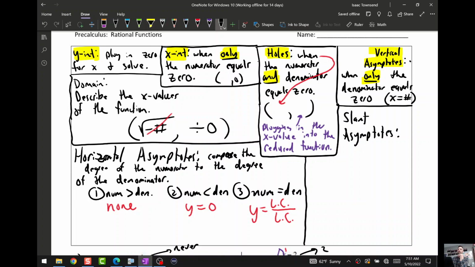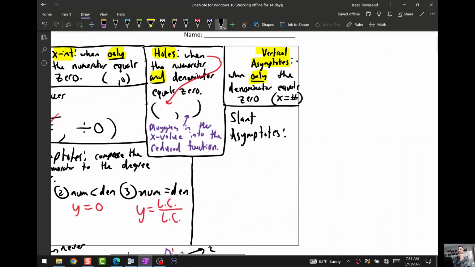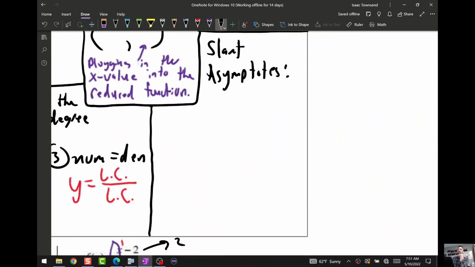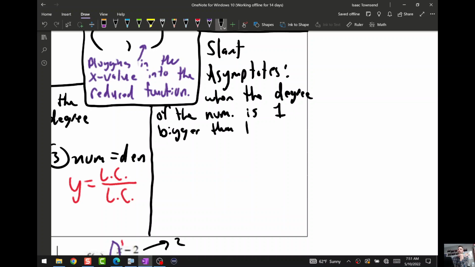And this one can be a pain. The good news is we don't have to do this for most questions. Most questions don't have a slant asymptote. But the first thing you really want to know is when, so that you don't do all this unnecessary work. So these would occur when the degree of the numerator is exactly 1 bigger than the degree of the denominator. So if that's not true, we just say it doesn't have a slant asymptote and move on.